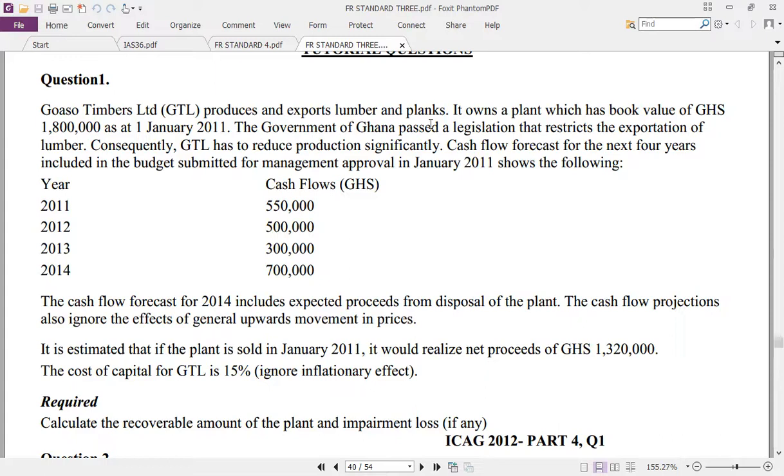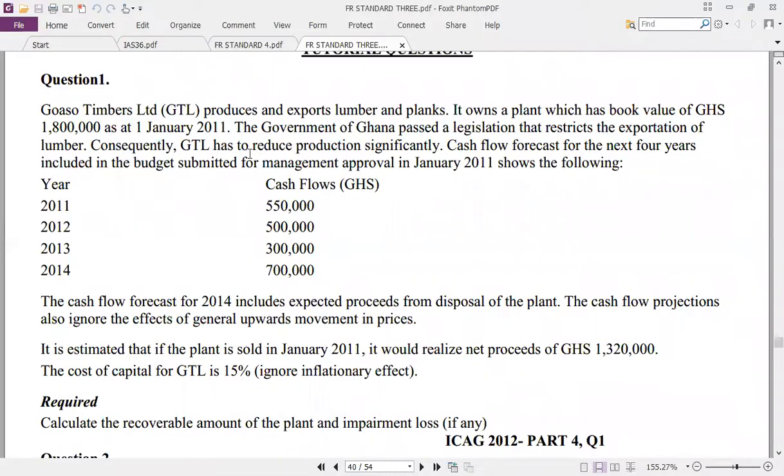The government of Ghana passed a legislation restricting the exportation of lumber. Good. What happened is this. We learned that anytime there's a restriction in the use of an asset or a change in the use of the asset, that means Gosu Timbers has to change the use of this plant. They can no longer use this plant to produce lumber for export because there's a restriction on export. So definitely the value will drop. Or they cannot use it up to maximum capacity because now there's a quota. They cannot export as much as previously. So they need to change the use of this plant. Therefore, there's an indication of impairment. Check all impairment questions, the examiner says there's an indication in the question.